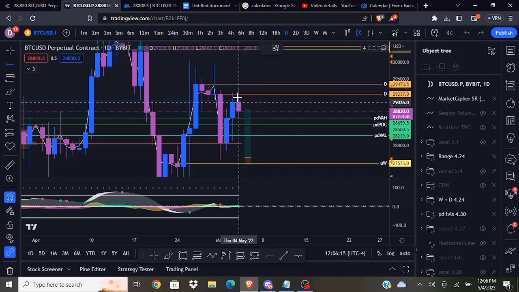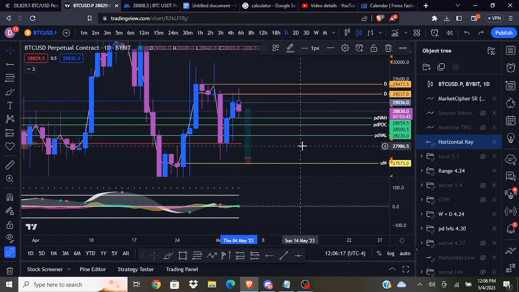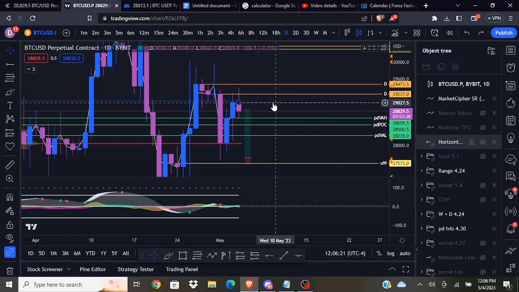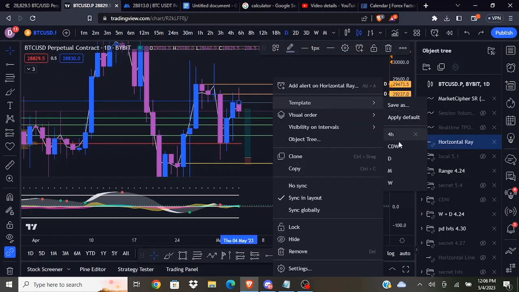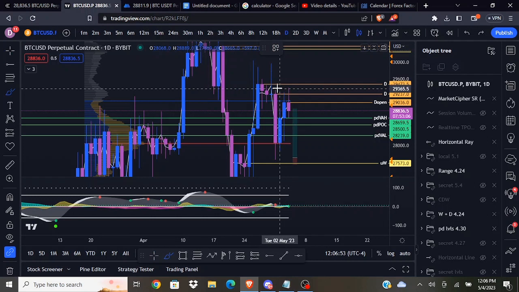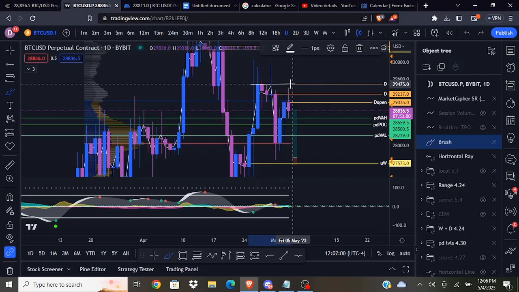So right now, the daily open for today is coming in at 29.036. So I can mark that out. I have a template for that, for daily levels, and then I just put open next to it. And you can see here I also have two other daily levels marked out. The reason I kept these is because I think they are still significant.